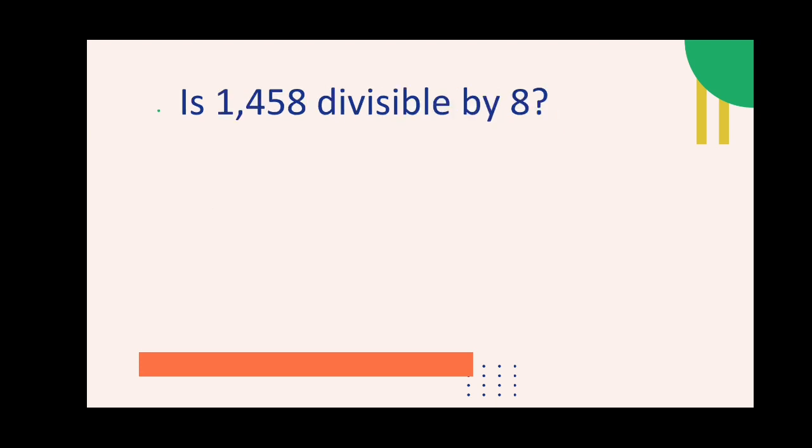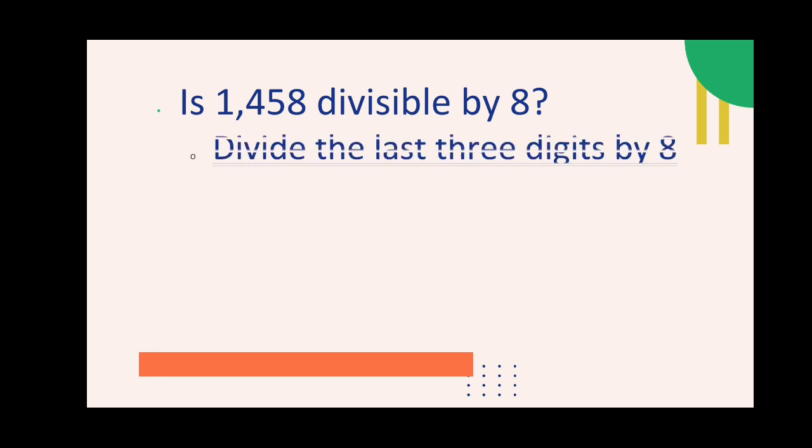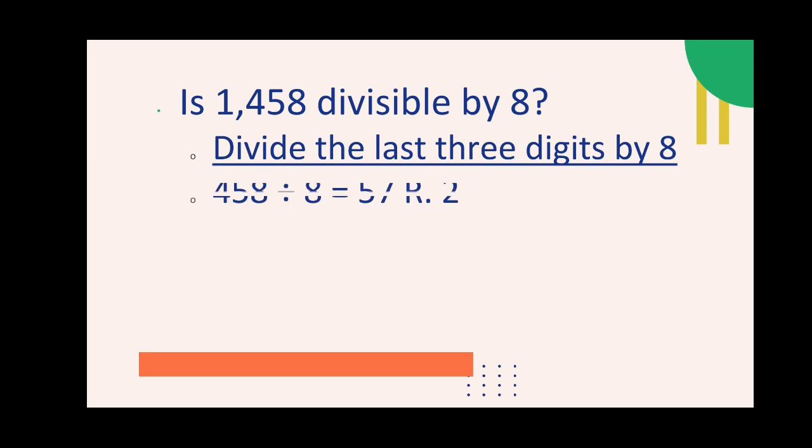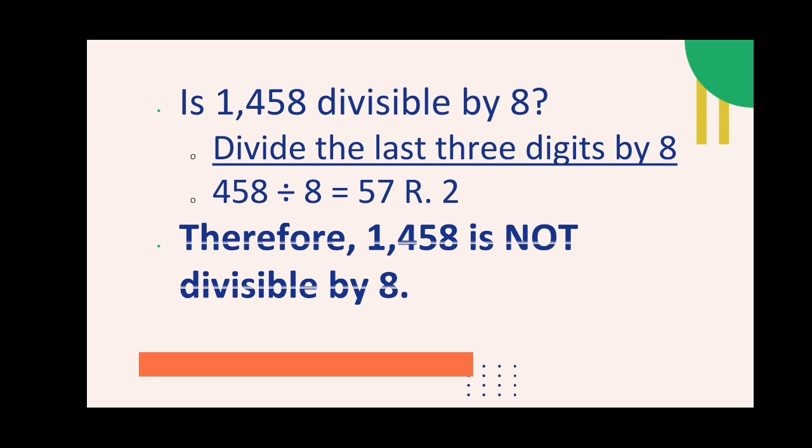Is 1,458 divisible by 8? Okay, so let's divide the last three digits by 8. 458 divided by 8 equals 57 remainder 2. So dahil may remainder, 458 is not divisible by 8. And of course, 1,458 is not divisible by 8.